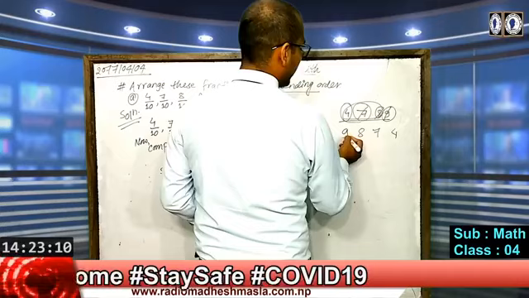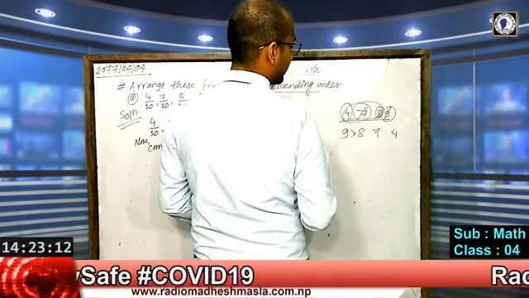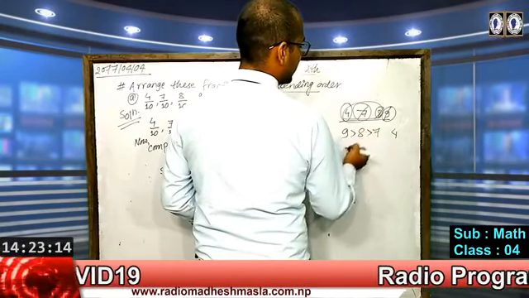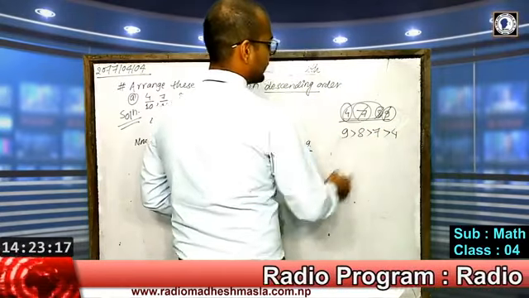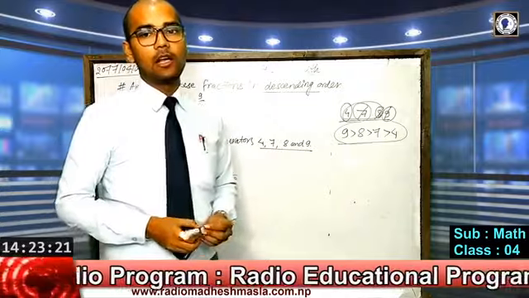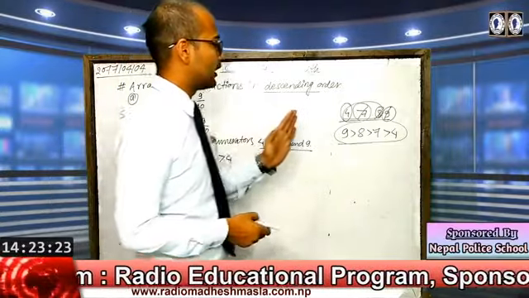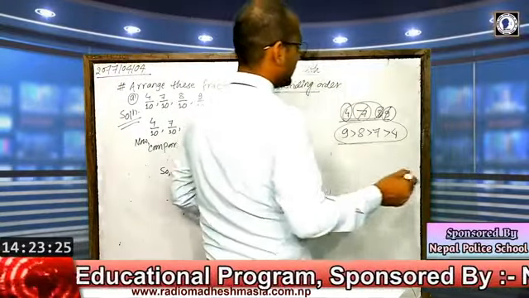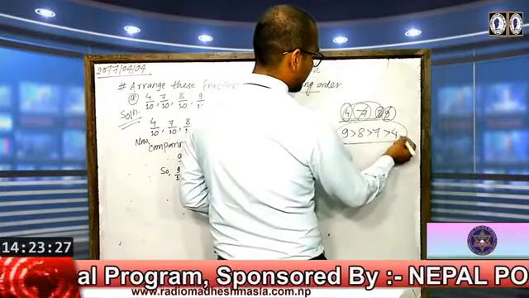Yes, then 9 is greater, so we can give the greater sign towards 9. Then after is 8. Then after 7. Yes, in this way we can arrange these numbers descendingly. And when we need to write the numbers in ascending order, we can write it like this from the backward.